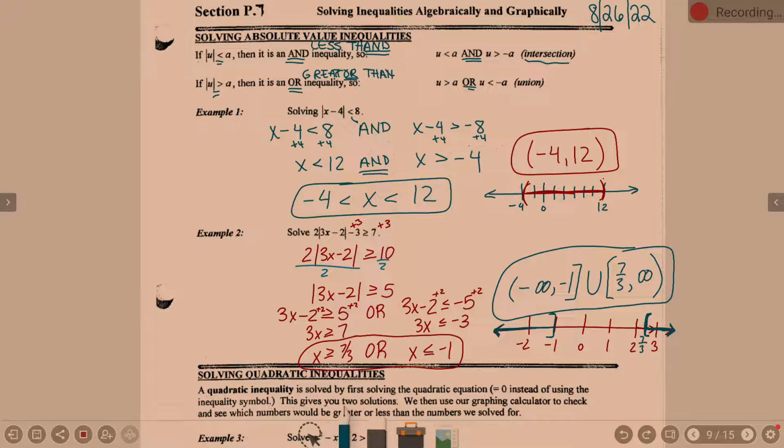That's your absolute value inequality review. You're doing those by hand. Just remember your rules.